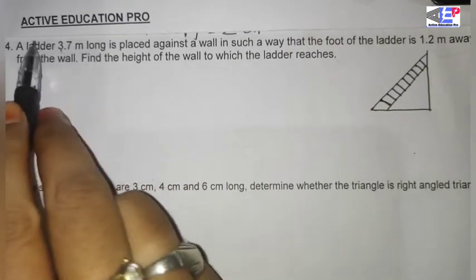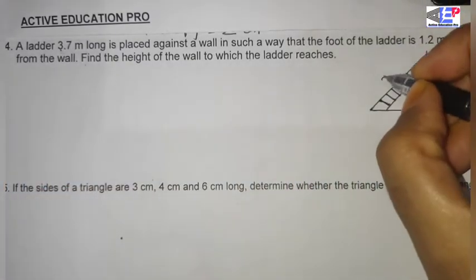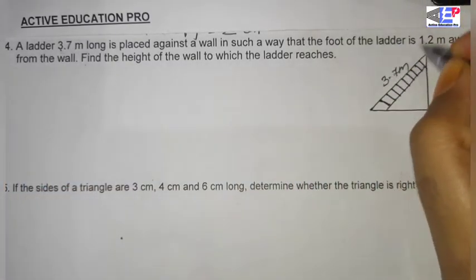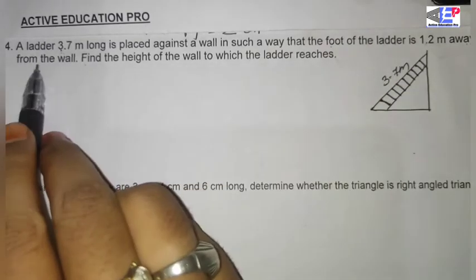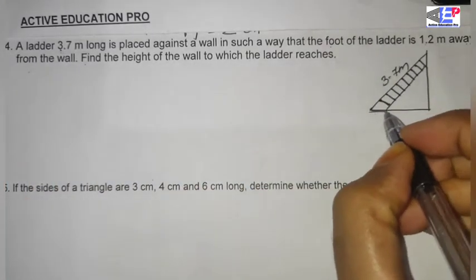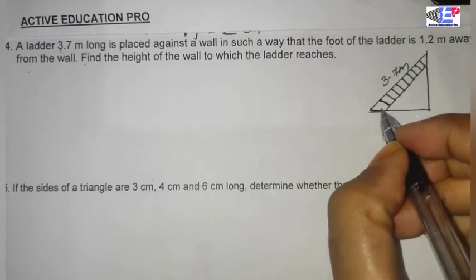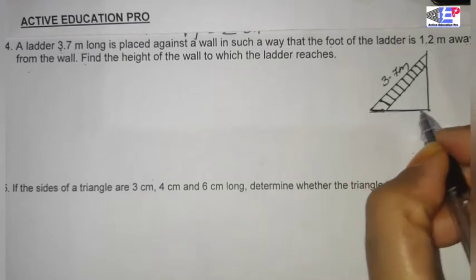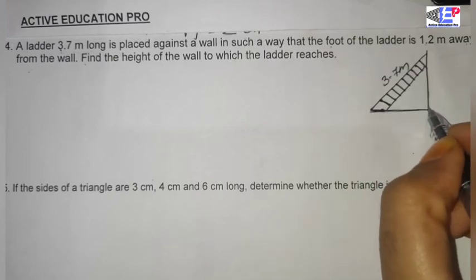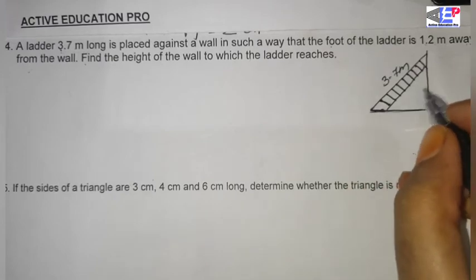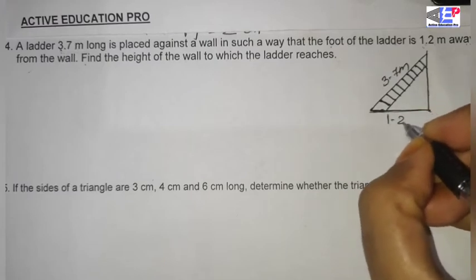This is the first clue: the ladder is 3.7 meter long. And the foot of the ladder is 1.2 meter away from the wall. Here is the foot of the ladder, and this is the wall. The distance between the foot of the ladder and the foot of the wall is 1.2 meter.